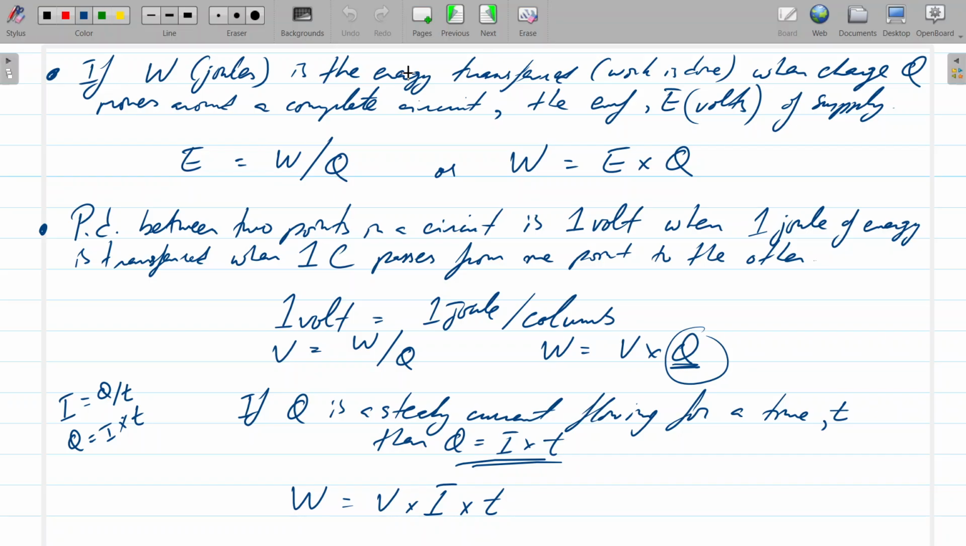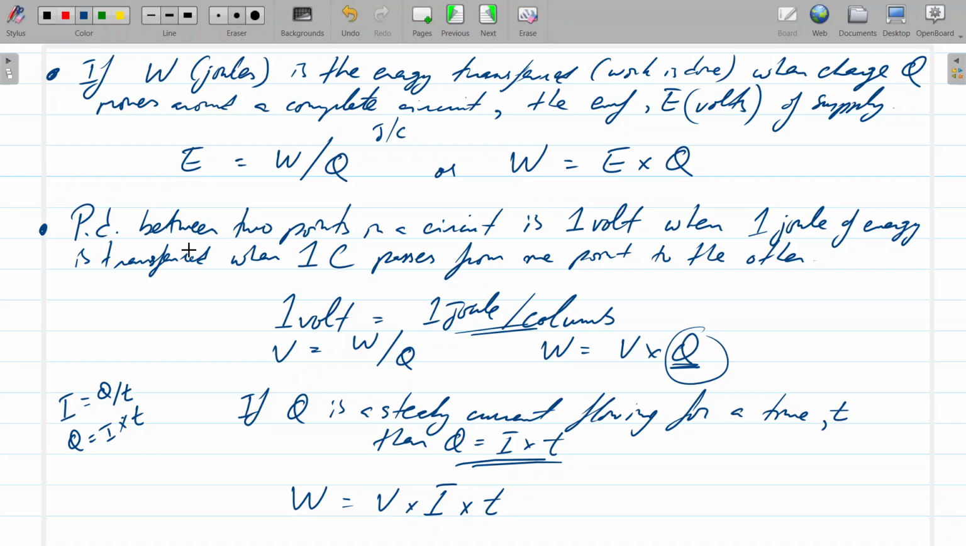If W joules is the energy transferred or work done when charge Q is moved around a complete circuit, then it is joules per coulomb, as given over here. Q is the charge, W is work done or energy transferred, which is given in joules. So EMF, electromotive force, or E, is given as joules per coulomb.